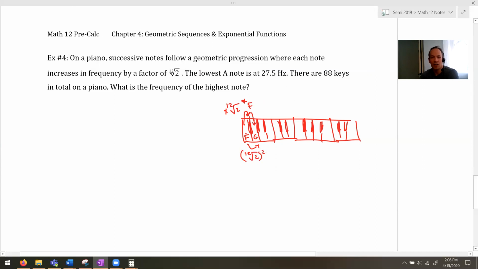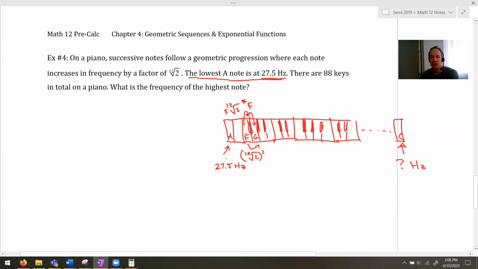So if you start at the very lowest note on the piano, which is the lowest A note at 27.5 hertz, I think I had to look that up, and there's 88 keys in total, what's the frequency of the very highest note? So somewhere over here, you've got an A, that's the lowest A, this is 27.5 hertz. And all the way over here, you're going to end with a C, and we want to know how many hertz is that.